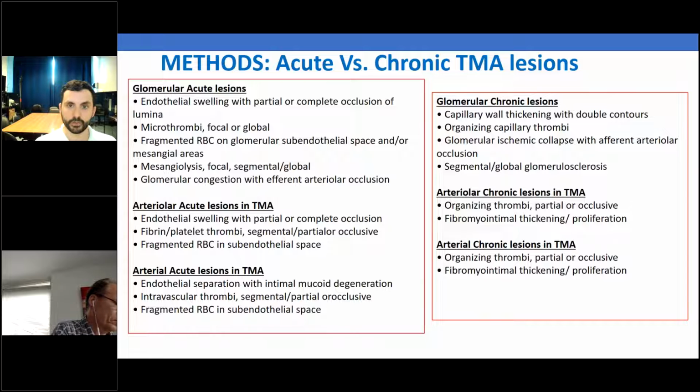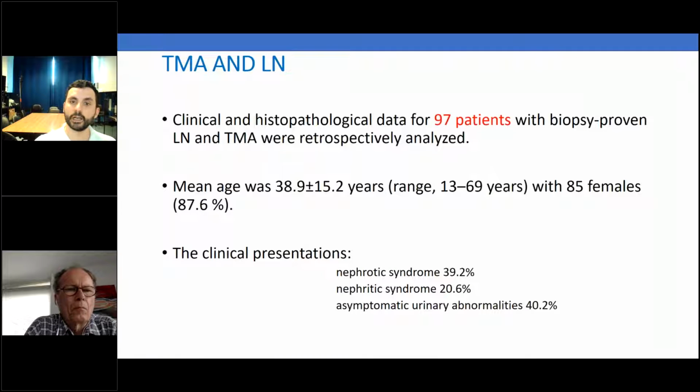And we asked the pathologists to rearrange their diagnosis according to a pre-structured layout in order to have all the information and to stress the difference between acute and chronic TMA lesions. The cohort that we ended up with was 97 patients, or patients like Lisa. The age was, as expected, young women, as we know that this is the typical epidemiology of lupus.